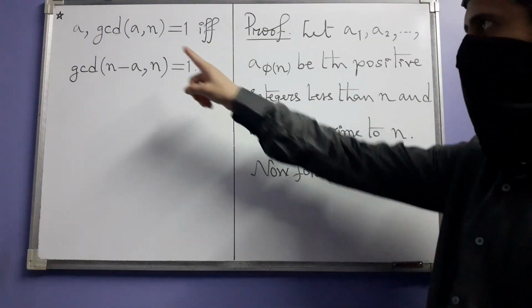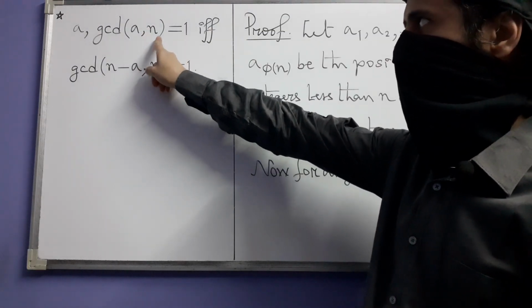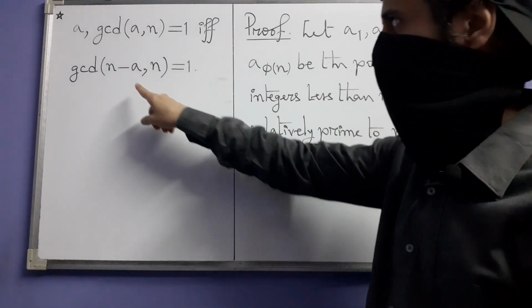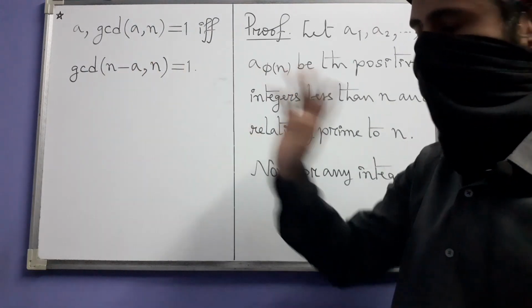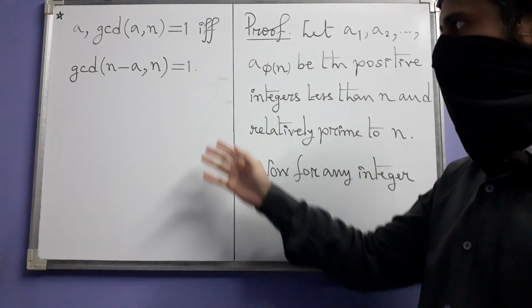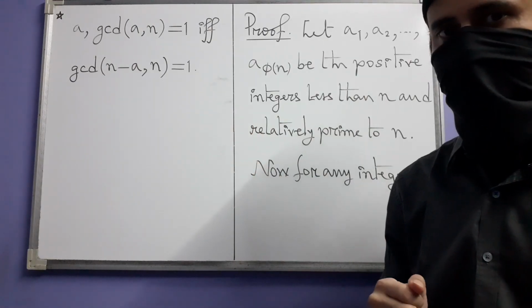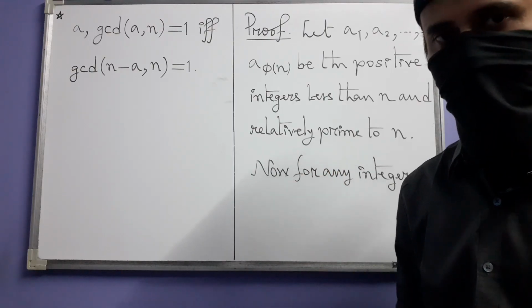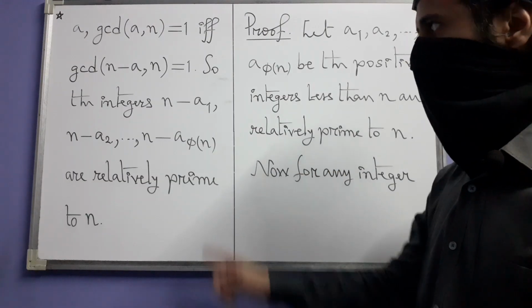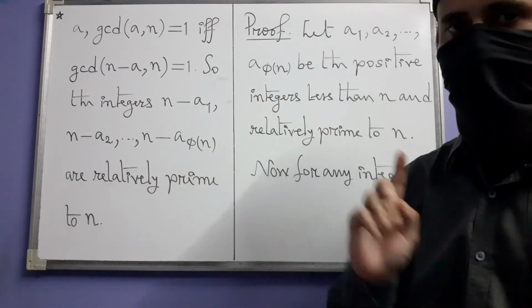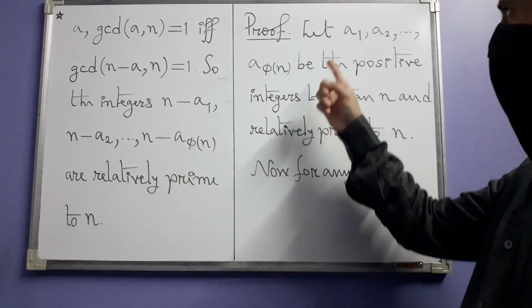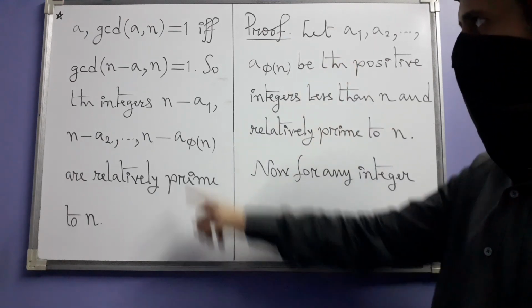For any integers a and n, they are relatively prime, that is their GCD is 1, if and only if n minus a and n are relatively prime. There is no need to elaborate on this because you already know this fact. It comes from properties of GCDs. So these integers, these n minus a_i's, will be relatively prime to n because the a_i's are relatively prime to n, and we can apply this.